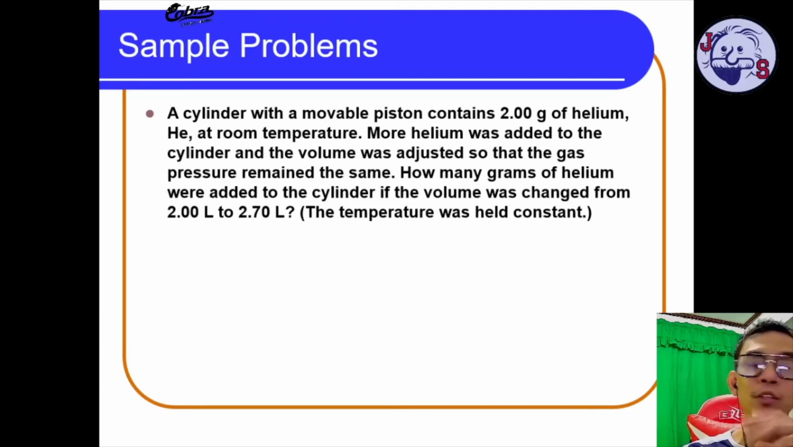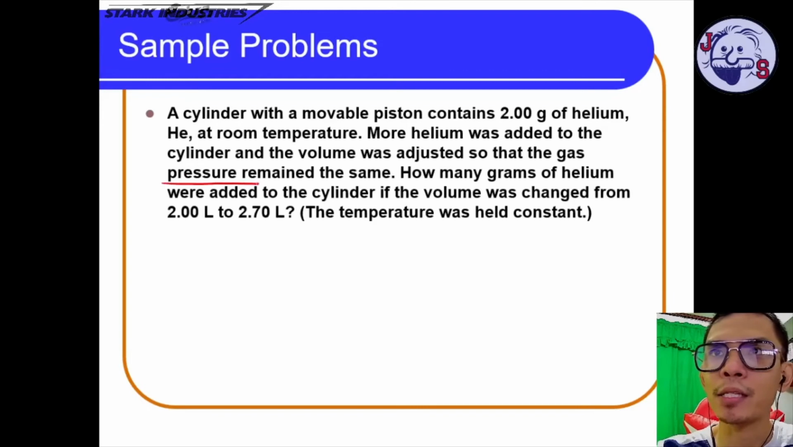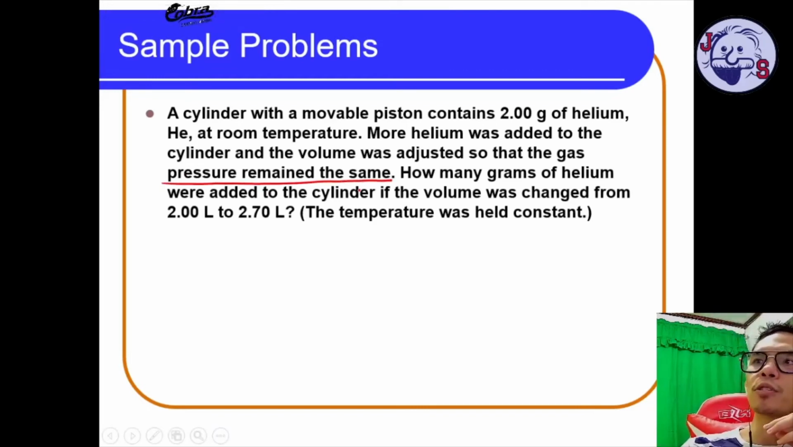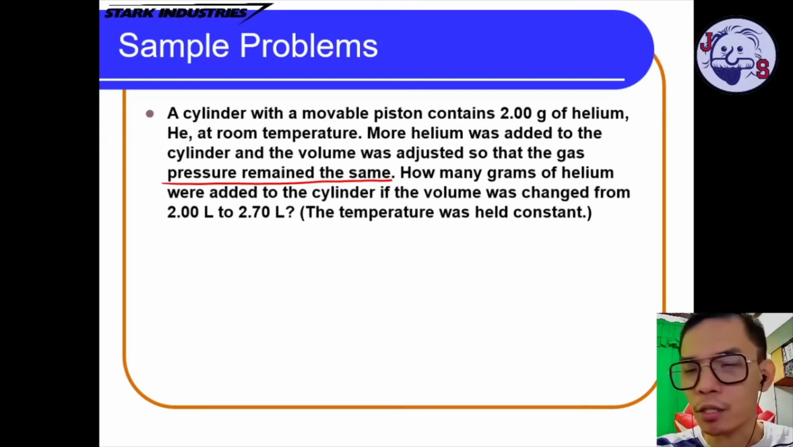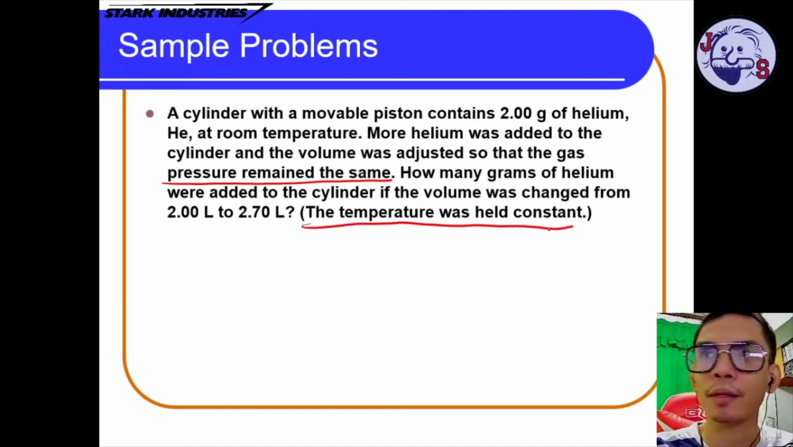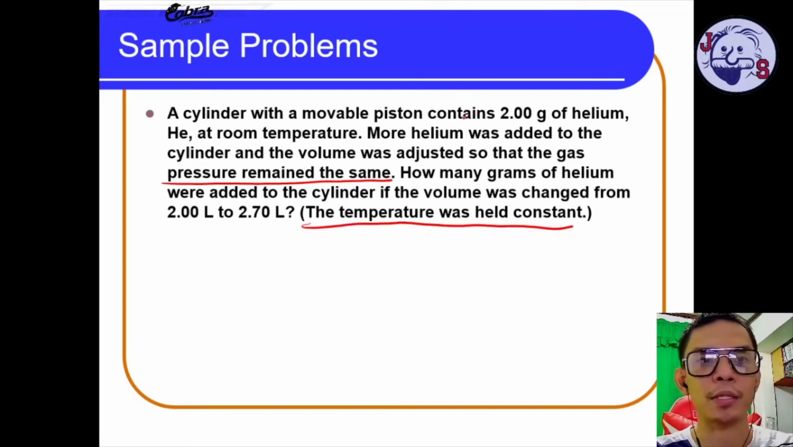At room temperature, more helium was added to the cylinder and the volume was adjusted so that the gas pressure remains the same. So the pressure remains the same. How many grams of helium were added to the cylinder if the volume was changed from 2.00 liters to 2.7 liters, if the temperature was held constant? So pressure and temperature were held constant, so we don't have any problems with this one.